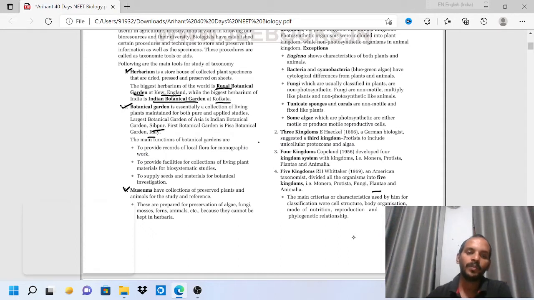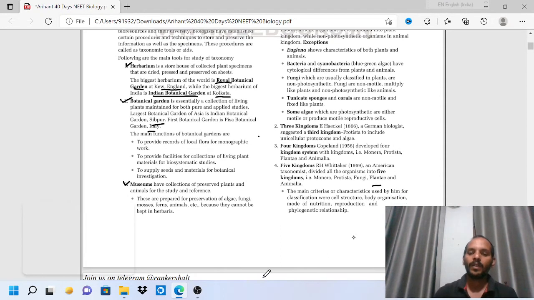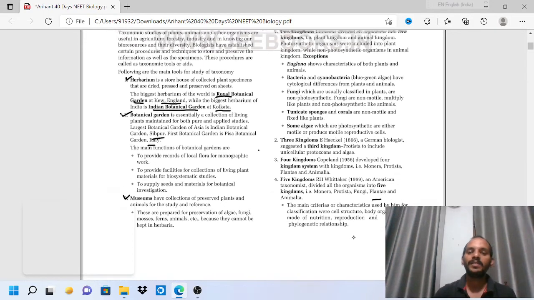Next, museum. What is the meaning of museum? In a museum, we preserve plants and animals. It is known as a museum. We use different chemicals for preserving them. Like in India, in Mumbai, we can see a museum.